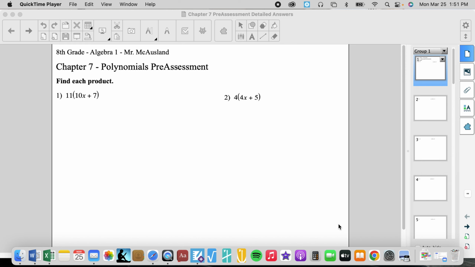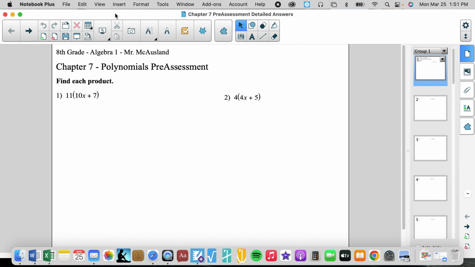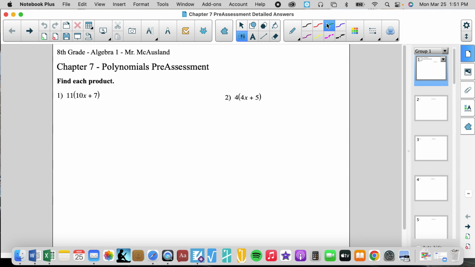Dealing with polynomials. It's the pre-assessment. We're going to multiply. We are going to add and subtract. So the first two problems are just your traditional monomial times a binomial. And we're going to use the distributive property that looks like this, distributing the 11 times to each of the terms inside the binomial.